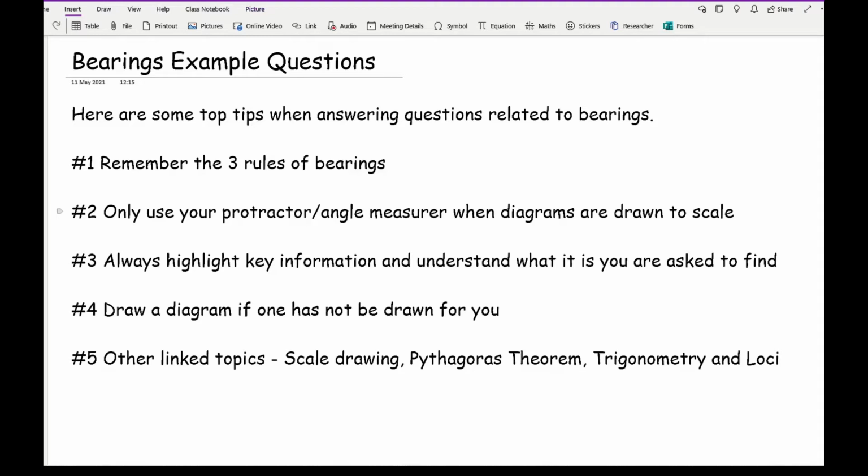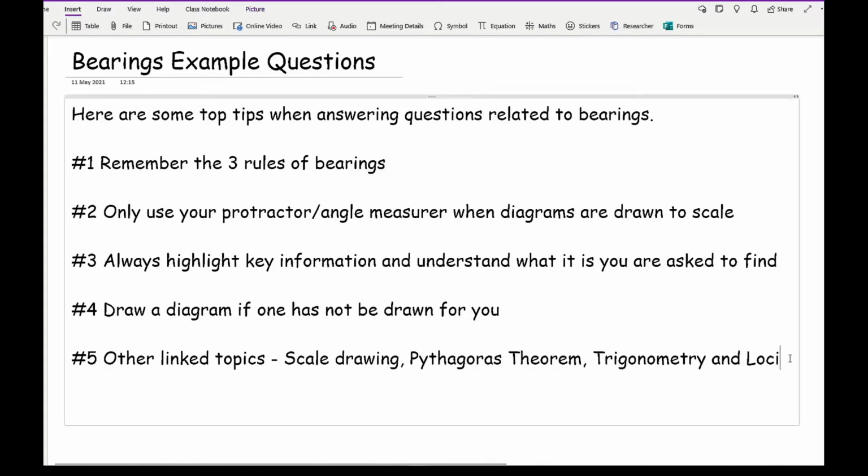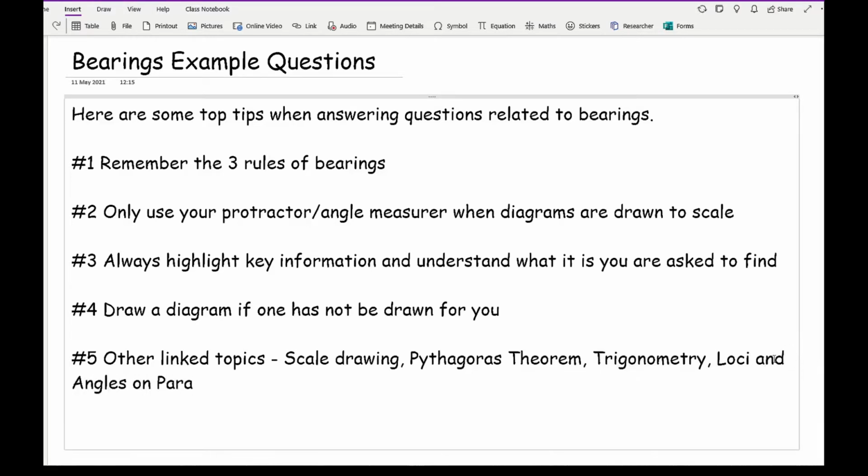You've also got angles on parallel lines, which is also worth noting, which is what I'm going to do now, and just add that in, just to show how unprofessional this video is. Angles on parallel lines, and also you've got other angle properties, such as angles in triangles, etc.